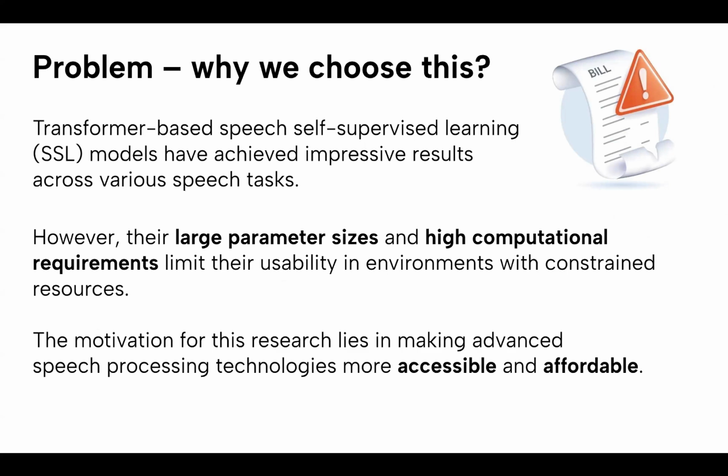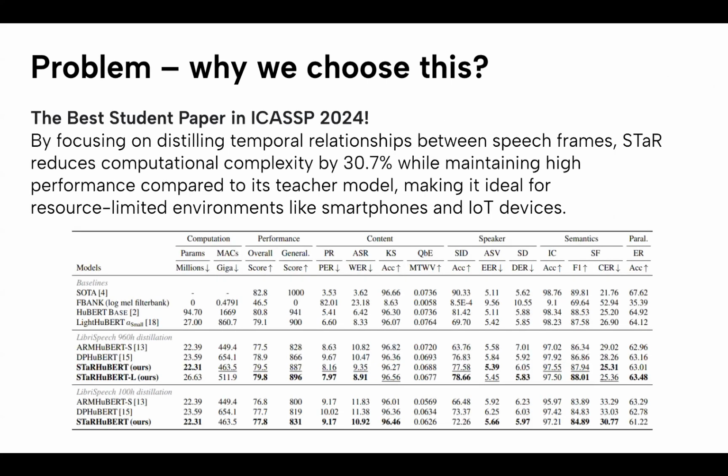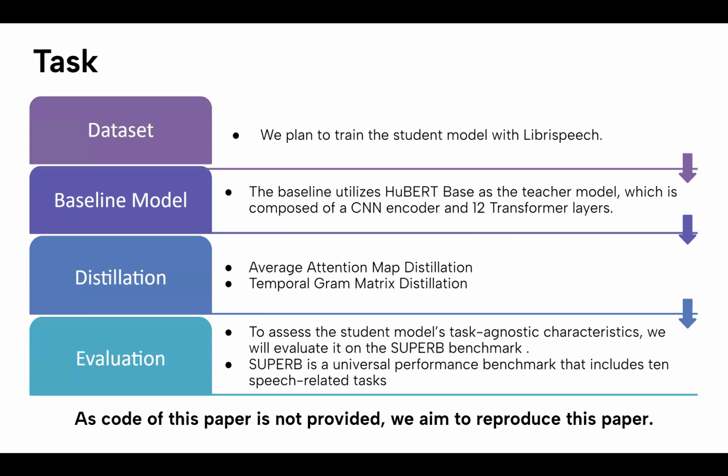Why did we choose this paper? STaR, the winner of the best student paper at ICASSP 2022, is a leading distillation method. It innovatively reduces computational complexity while maintaining high performance by focusing on temporal relations between speech frames. For our test, we use a public dataset and an open-source teacher model. Since the code is not provided, we reproduce this paper's results by distilling the teacher model and evaluating on a universal benchmark. Next, Qingzhen will discuss approach and methods.